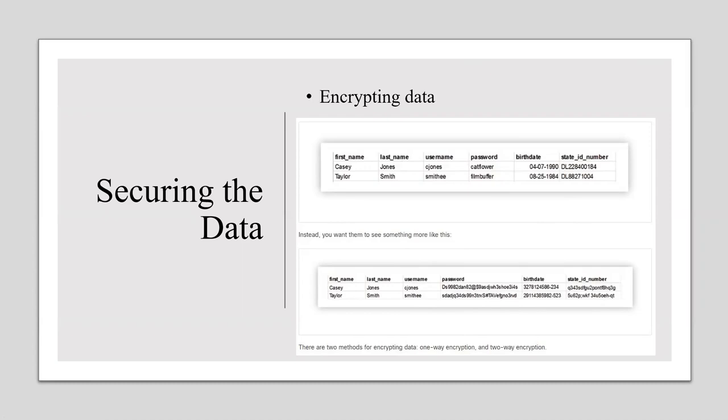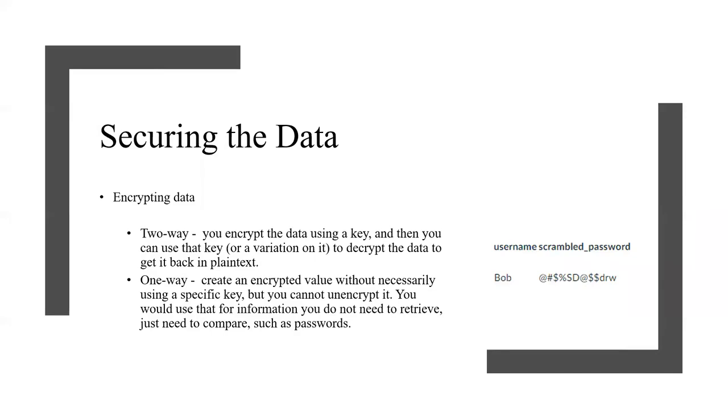There are two methods for encrypting data. So one is one way and another is two way. Right. So in terms of encryption of data, we have two. So for two way, you encrypt the data using a key, and then you can use the key or a variation on it to decrypt the data to get it back to the plain text.